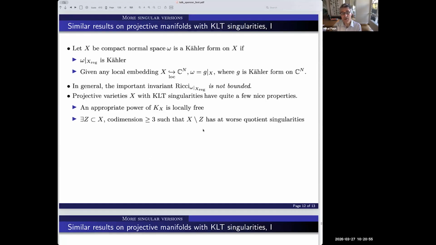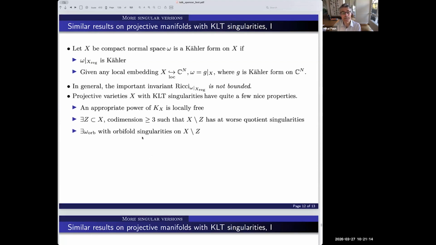And now that's a theorem: outside a set of codimension 3, we only have at worst quotient singularities, right? So they are rather friendly, but not quite. You don't know what's happening in this Z, but okay.